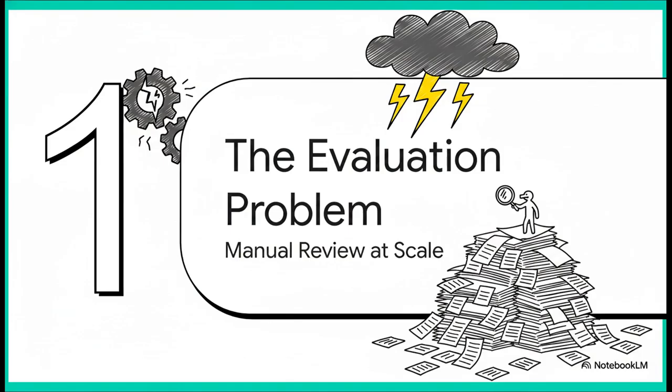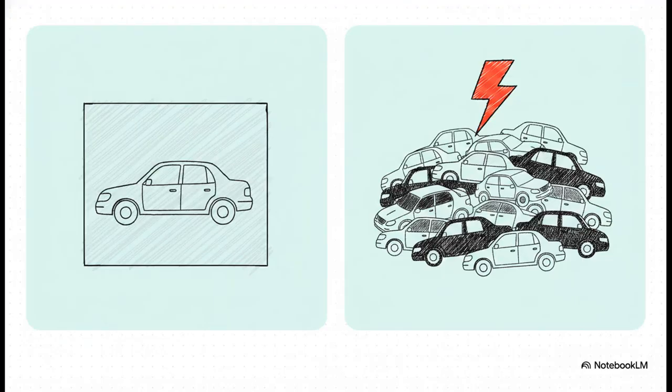Starting with Section 1, the evaluation problem, and specifically why manual review completely breaks down the second you try to scale. To understand this, let's look at this real-world disaster from the source material. The author shares a story of a computer vision system built to identify car makes and colors. In the demo phase, just 50 images, it looked flawless. The bounding boxes were tight, the labels were perfect, high fives all around. But when they ran it on 50,000 images in production, the whole thing cracked.